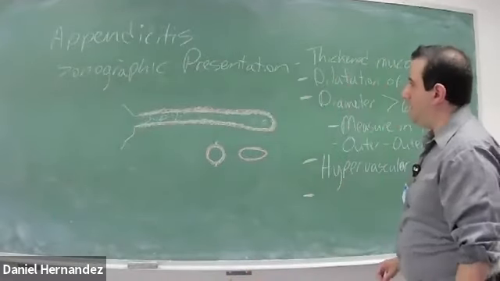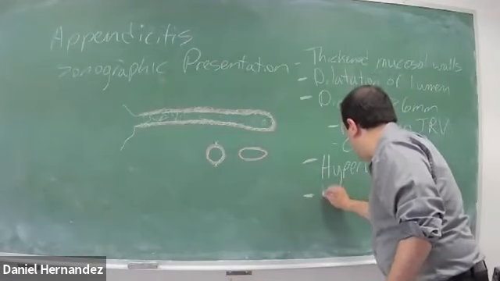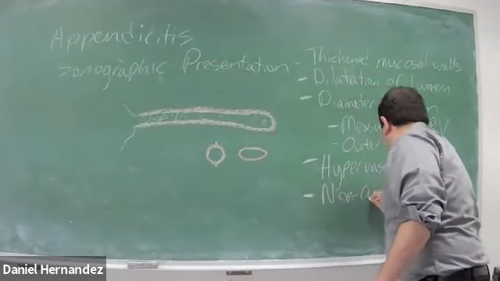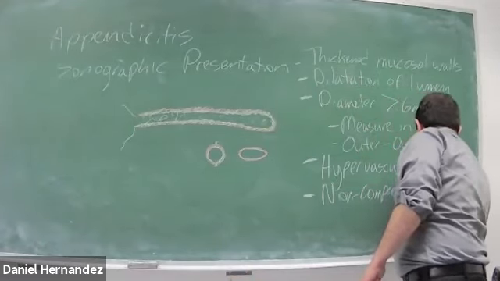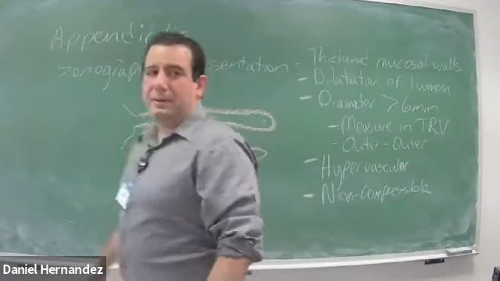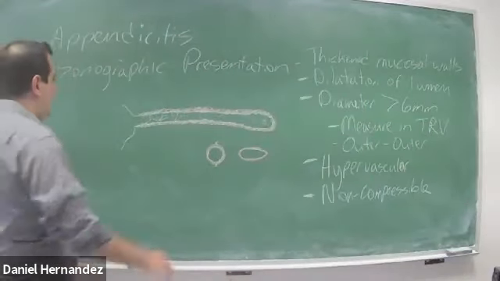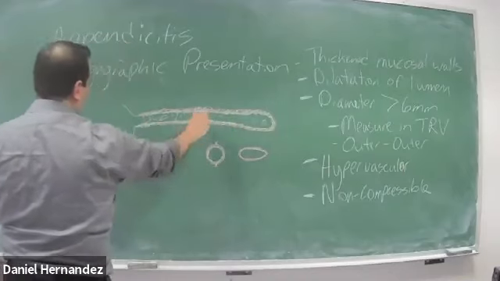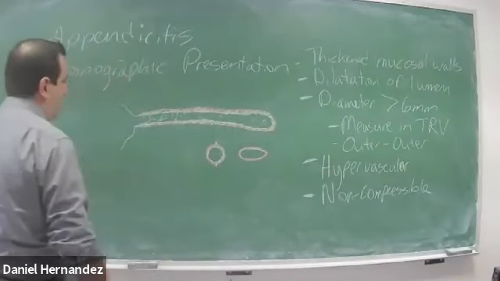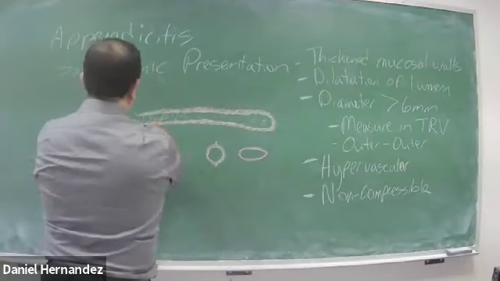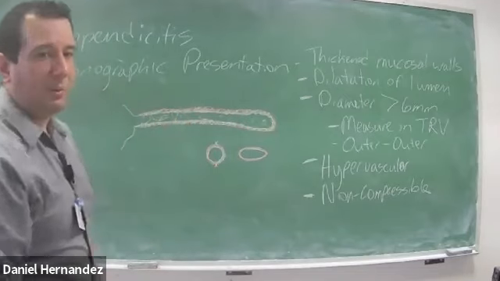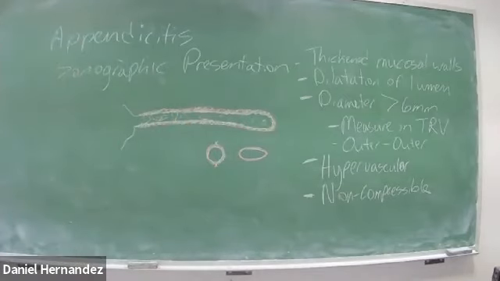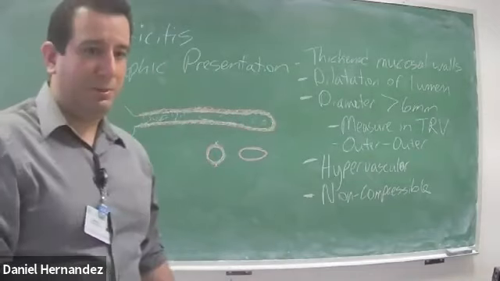Another sign of a positive appendix is that it's going to be non-compressible. A normal appendix has no obstruction, so the fluid or fecal material within the appendix lumen can be shifted or squeezed out when you compress it. You should be able to compress a normal appendix. In a patient with appendicitis, the appendix becomes non-compressible.